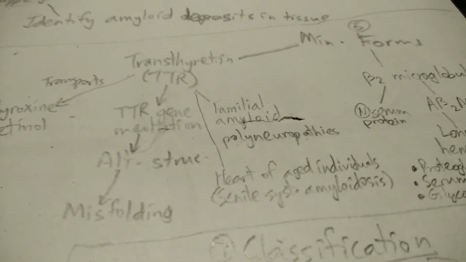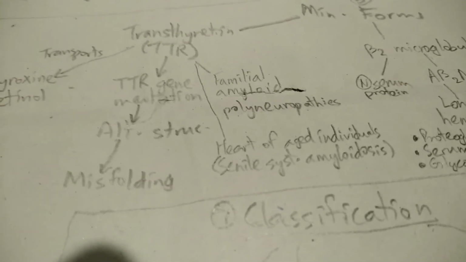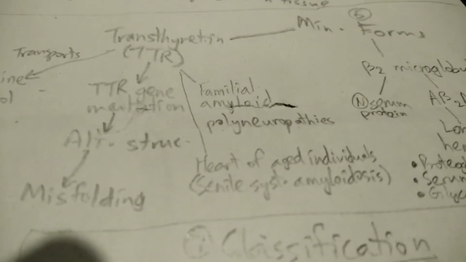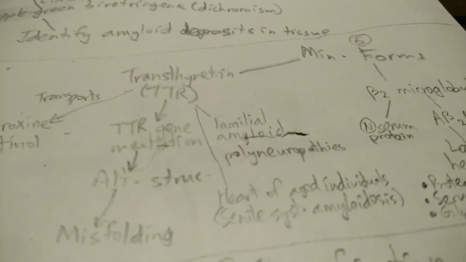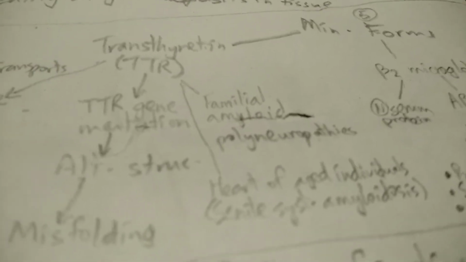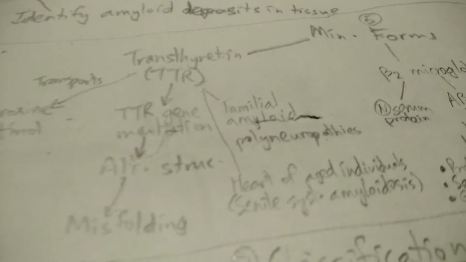And you commonly see it in senile systemic amyloidosis, where it gets deposited in the hearts of aged individuals, or you find it in familial amyloid polyneuropathies, all right, where basically it gets deposited in the peripheral nerves and can often cause a tingling sensation or even a loss of sensation, right, which can actually progress.